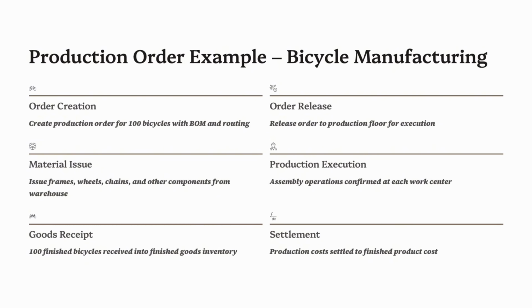Goods receipt of finished product. When all 500 bicycles are produced, a goods receipt is posted. The finished bicycles now appear in stock and are ready for sale. Settlement. Costs for materials, labor, and overhead are settled to the appropriate cost centers in FI/CO. This example shows how production orders guide the entire journey, from raw materials to finished goods, while ensuring integration with MM and FI/CO.